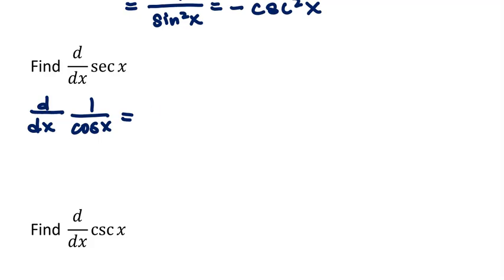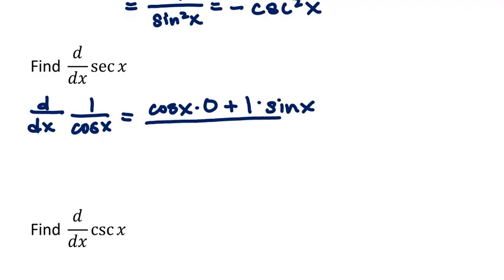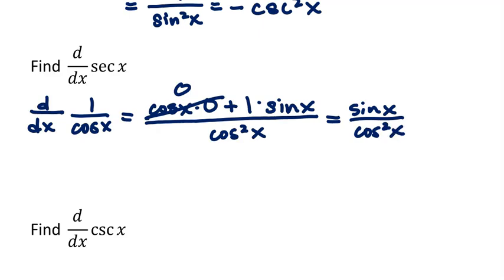So here we get the bottom, cosine x, times the derivative of the top. The derivative of 1 is 0, so that's actually just going to wipe out, minus the top times the derivative of the bottom. Derivative of cosine is minus sine, so this will become a plus sine x. And all that is over cosine squared x. So I end up with sine x over cosine squared x.